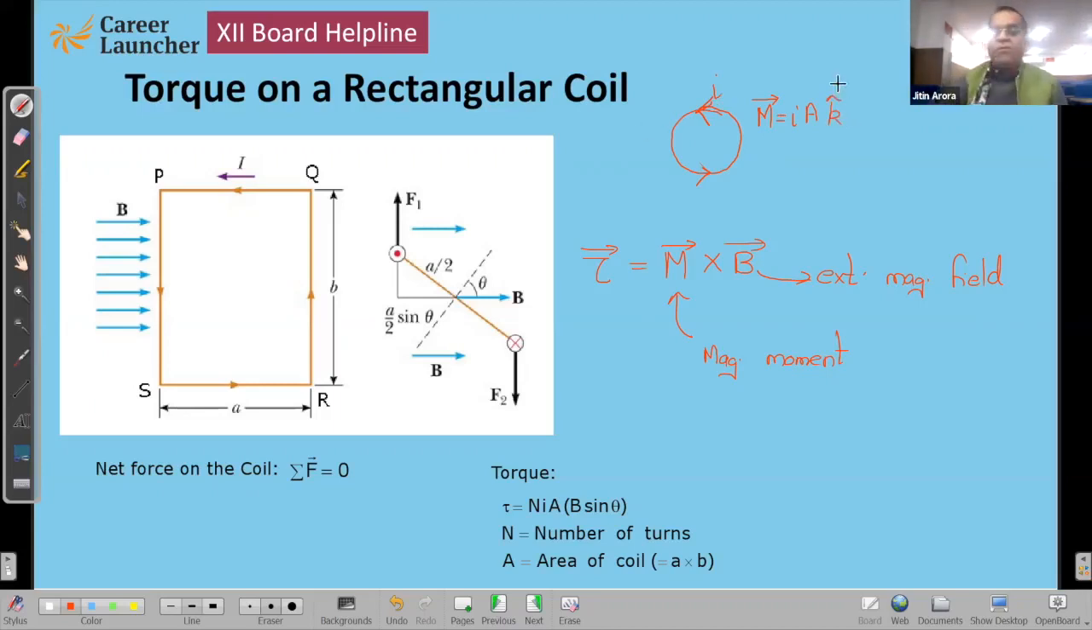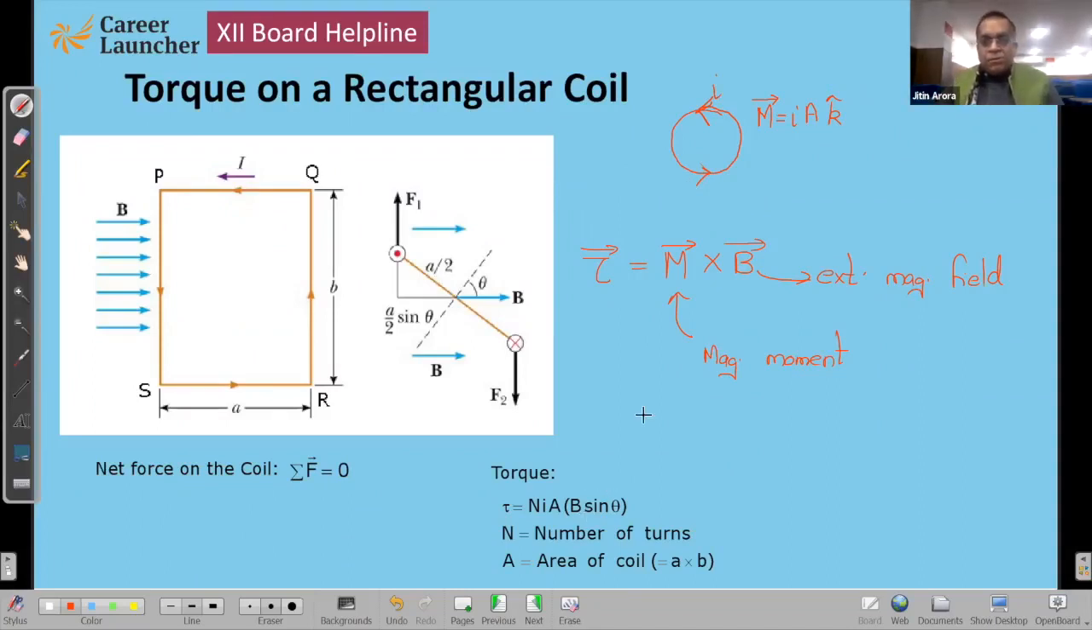So magnetic moment will always be perpendicular to the plane in which the loop is kept, and it will depend on the direction of current. तो अगर direction of current उल्टा कर दूंगा तो same magnetic moment आएगा, but होगा क्या कि हमारा vector sign उसका opposite हो जाएगा, so it will be in the minus K cap direction.